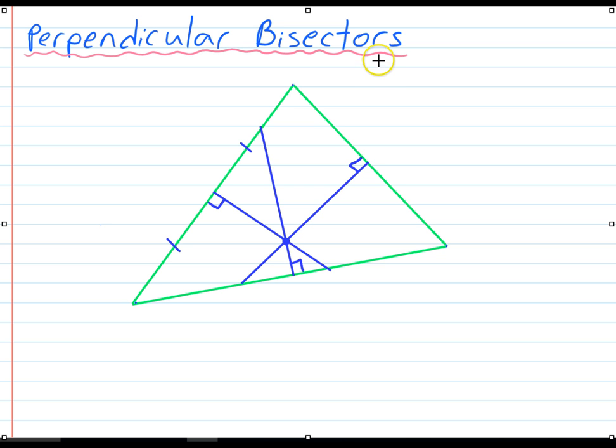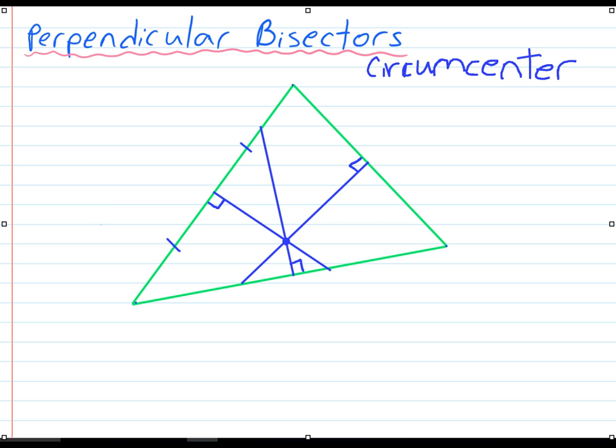Let's write that down. It's not writing. Oh my goodness. Circumcenter. There we go.